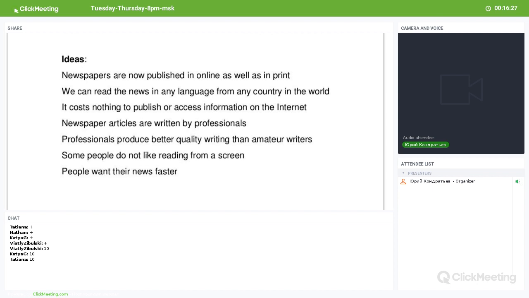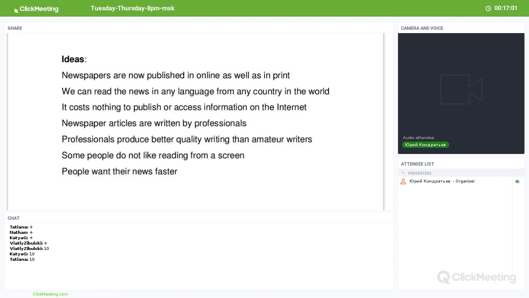While newspaper articles are written by professionals, you can develop this idea and say that, well, newspapers are more interesting to read than most online resources because they are written by professionals. And you can develop this idea and say something like, professionals produce better quality writing than amateur writers. Amateur means non-professional, right? Some people do not like reading from a screen. So still, they will probably prefer newspapers, especially the older generation.